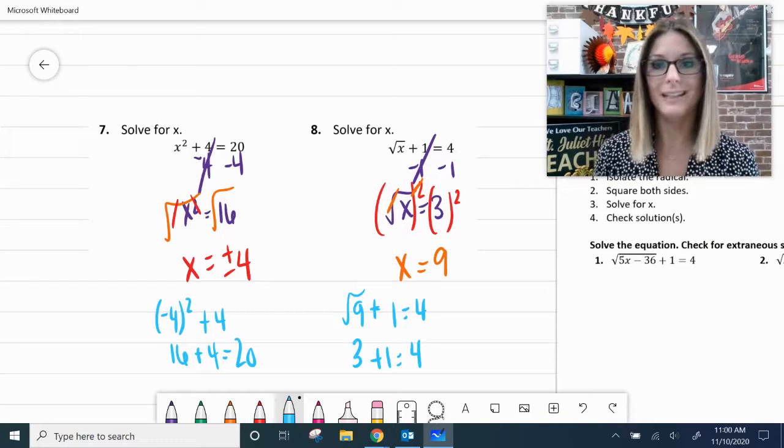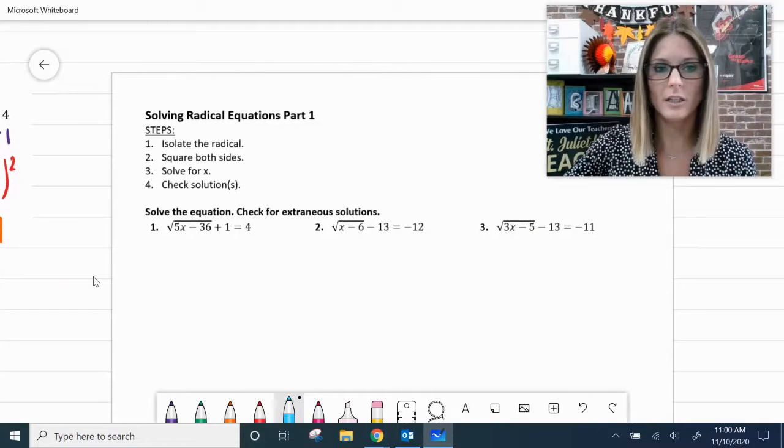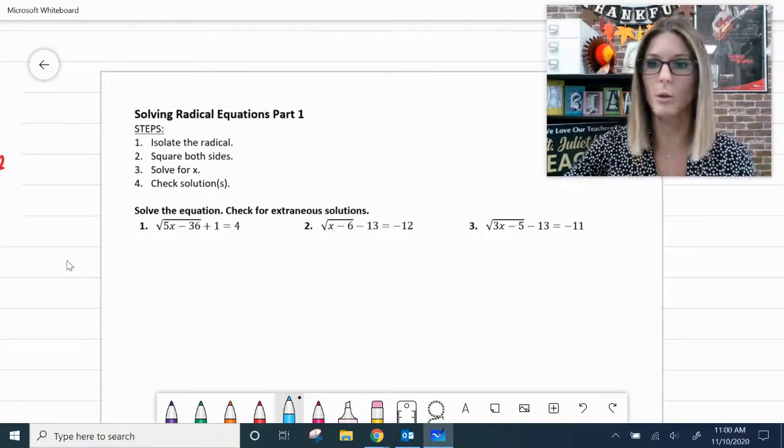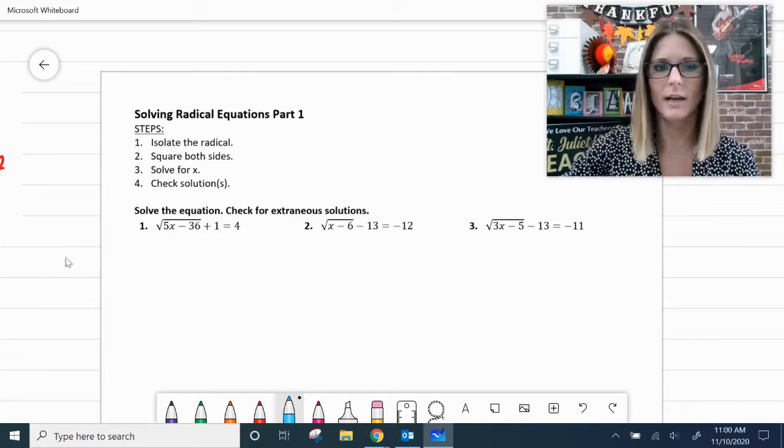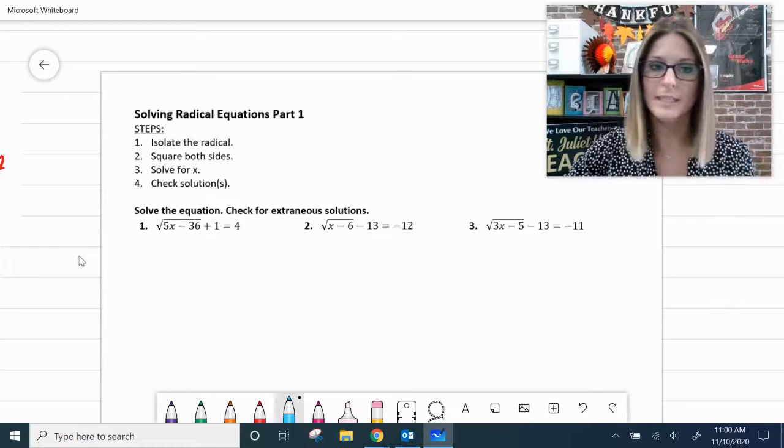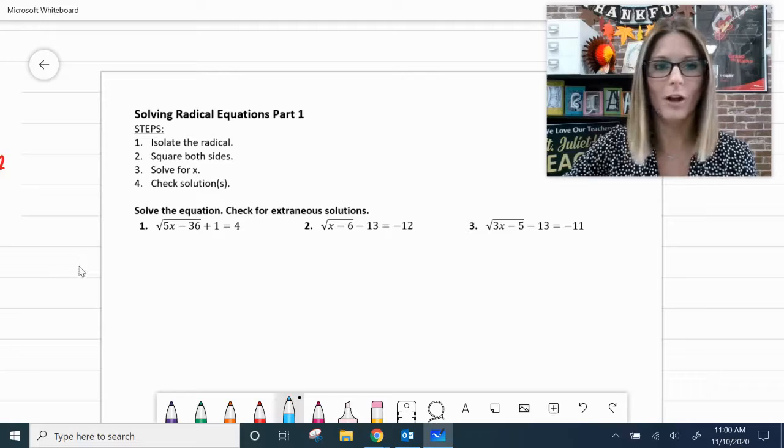So this is the process we're going to be doing. We're going to be solving equations with radicals. This number 8 here was just like a little baby example, but we're going to follow the same process this week solving our equations. So here are the notes, solving radical equations, part 1. Again, these problems are going to be very simple. Part 2 is a little more involved.